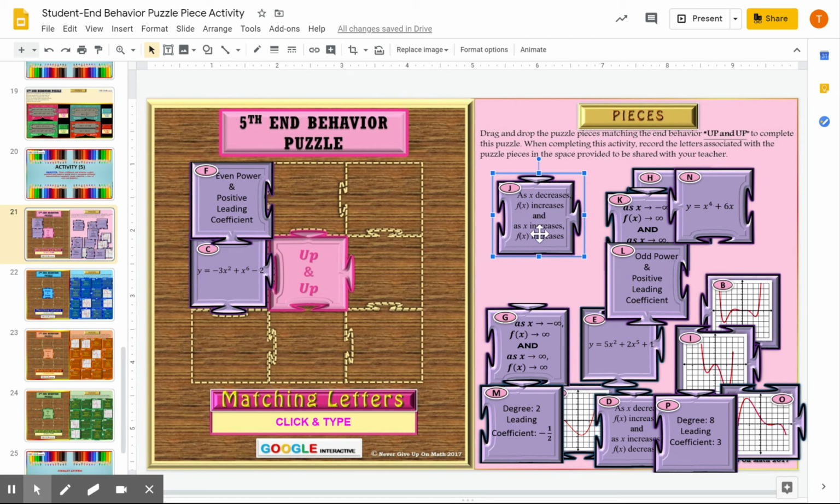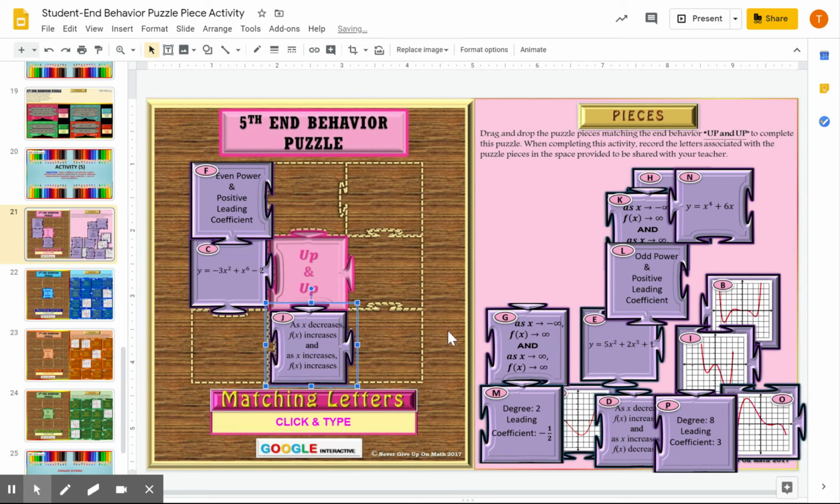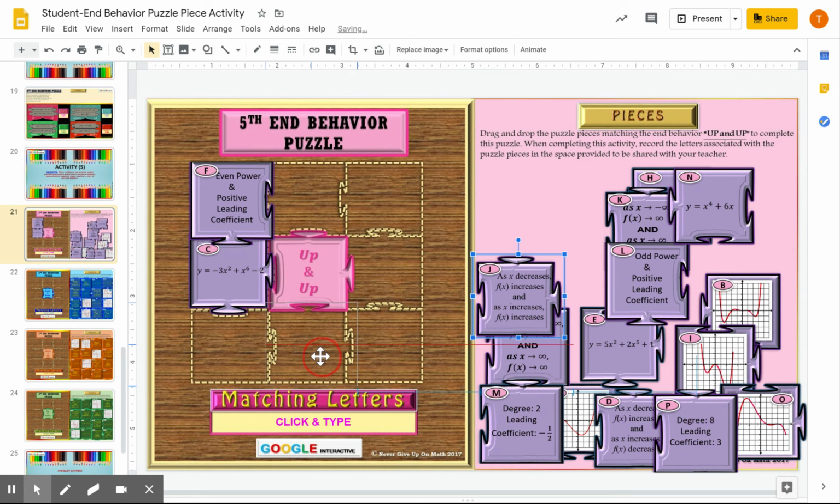Then here, as x increases, f of x increases. So y is increasing on both here, which means it's up, up. So I agree that this is up, up. And this will have to go here. It looks like this is the only one that will fit. Yep. Double check that. Yeah.